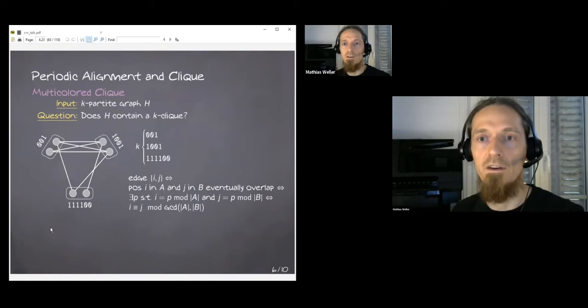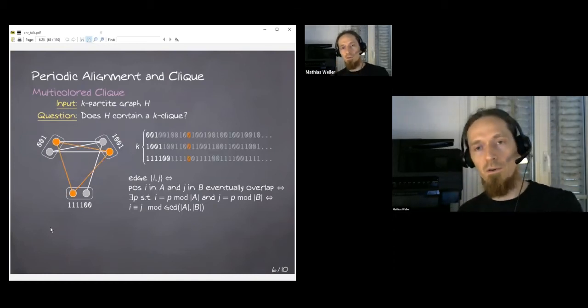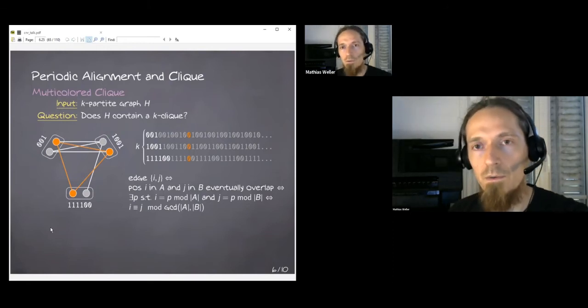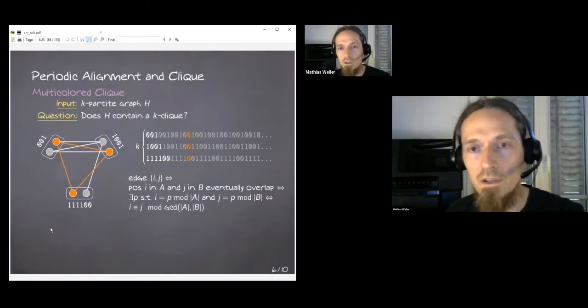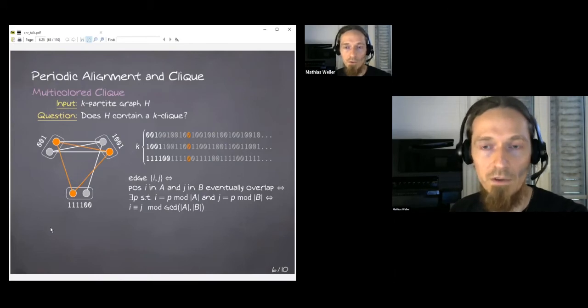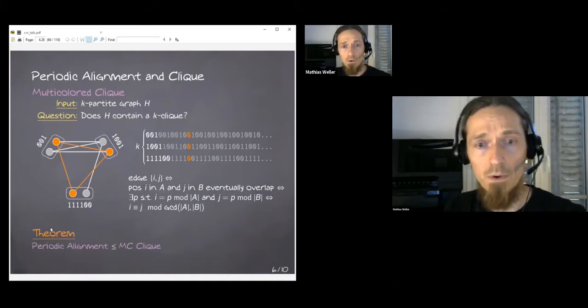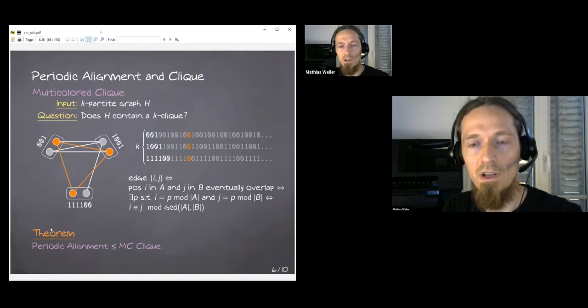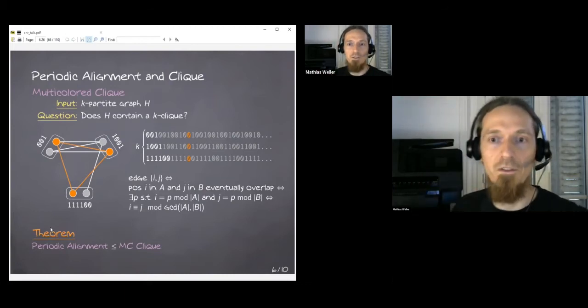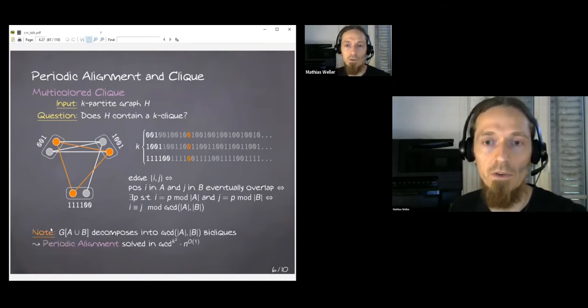And then again, with the number theoretic magic, we can conclude that this particularly constructed instance of multicolored clique is a yes instance if and only if there exists a position where eventually everyone has a 0. Okay, so that proves that our periodic alignment problem is also easier than multicolored clique. So in total, this means that they're actually parameterized equivalent.